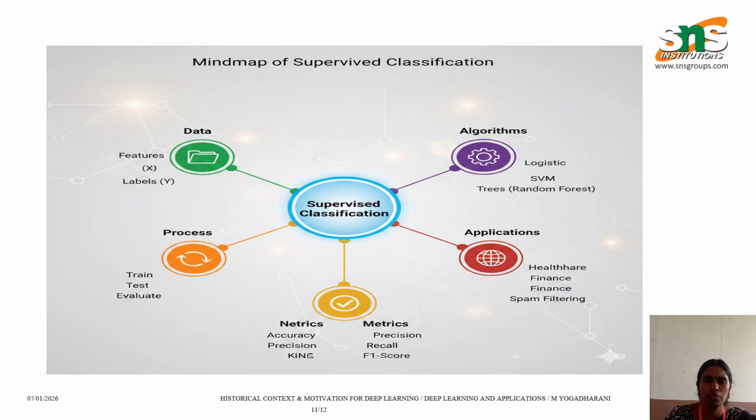This is the mind map of today's class, what we learned about supervised classification algorithms and its types. Revise it slowly, focusing on understanding concepts rather than memorizing.